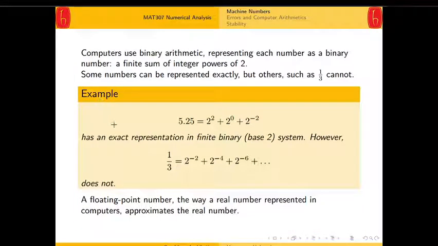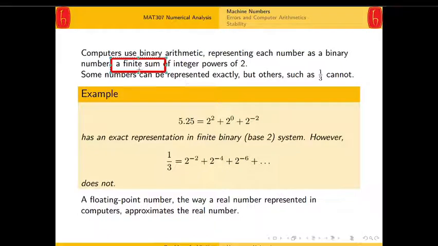Computers use binary arithmetic instead of decimal arithmetic. So representing each number as a binary number means a finite sum of integer powers of 2. We need to write a number as a finite sum of integer powers of 2, and then represent this on the machine in a computer. This representation has to be finite because the storage in machines is limited, so we cannot represent infinitely many numbers there. This sum has to be finite.